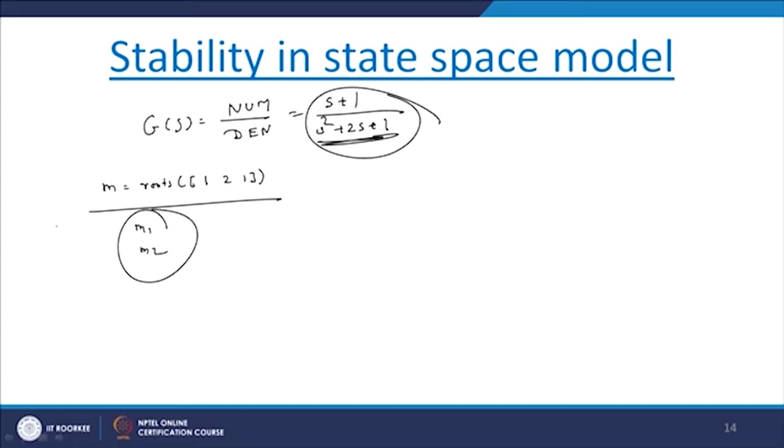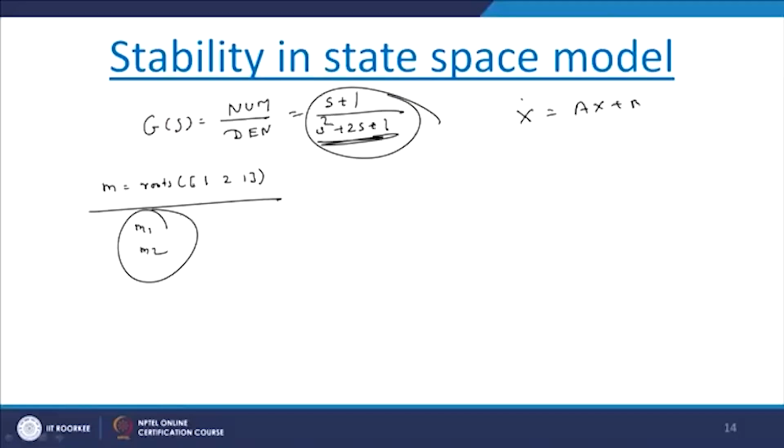But now we want to determine the stability of the system in a state space model. The state space model is x dot equal to Ax plus Bu, y equal to Cx plus Du, and we have seen that the stability of this state space model depends upon A, and we have proved that A is the same as this denominator. But now if you want to use MATLAB, we have to use the command eig.